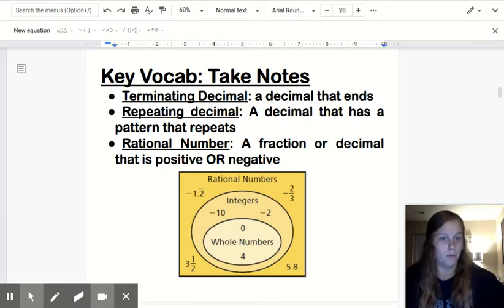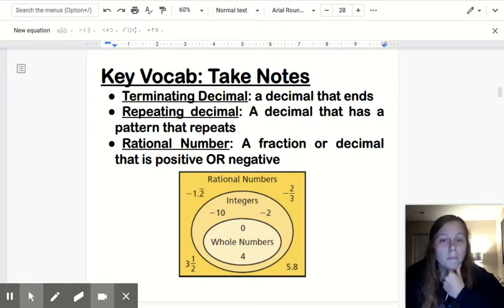It just ends. Whereas a repeating decimal, remember, means it repeats the 3 over and over again: 3, 3, 3, 3, 3. Or it could even repeat in a pattern, 0.16, 16, 16, 16, 16. And no matter how long you do your long division, you're going to keep getting that number up at the top. That's a repeating decimal.